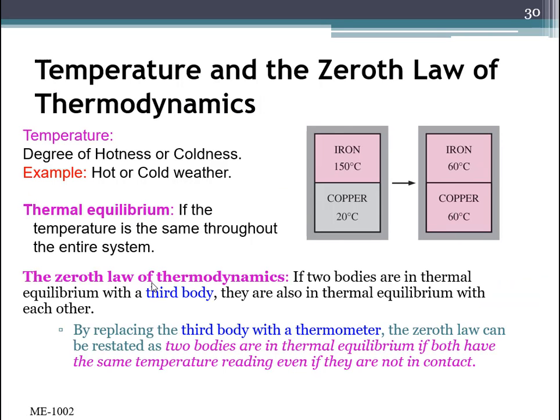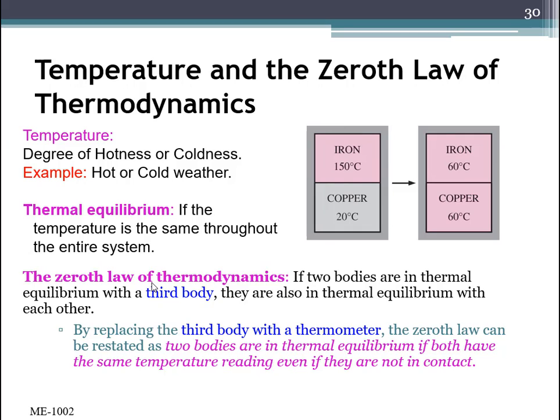Temperature and the zeroth law of thermodynamics. Temperature is basically the degree of hotness and coldness. Thermal equilibrium is basically when there is no temperature difference throughout the system. This is the law which is called the zeroth law of thermodynamics, which states that if two bodies are in thermal equilibrium with a third body, then those are in thermal equilibrium with each other.